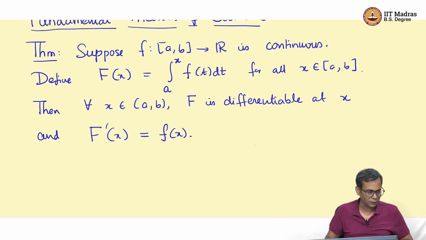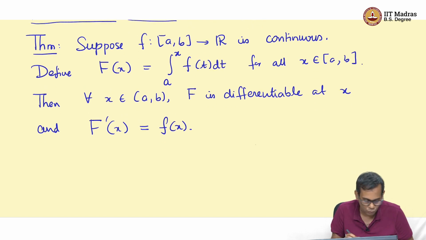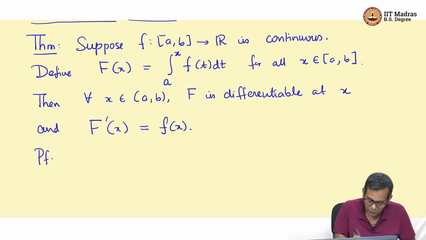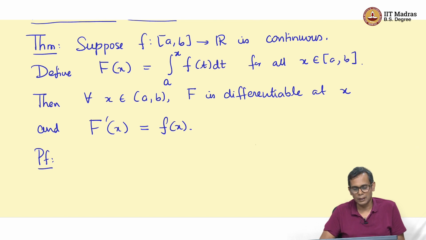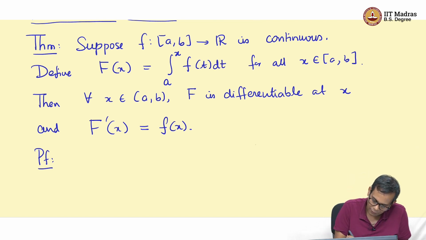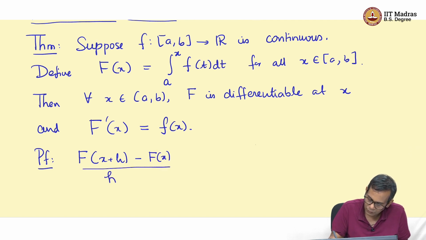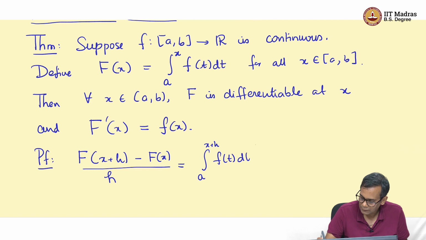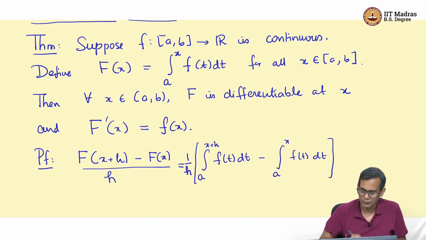Okay, the proof is actually not very difficult. We already know the main ingredients in the proof. Let's just try to write down the difference quotient which comes from capital F. So, what do we have? We have F of x plus h minus F of x divided by h. What is this? By definition this is the integral from a to x plus h of f of t dt minus the integral from a to x of f of t dt, and this whole thing needs to be divided by h. So, I will put a 1 over h up front.